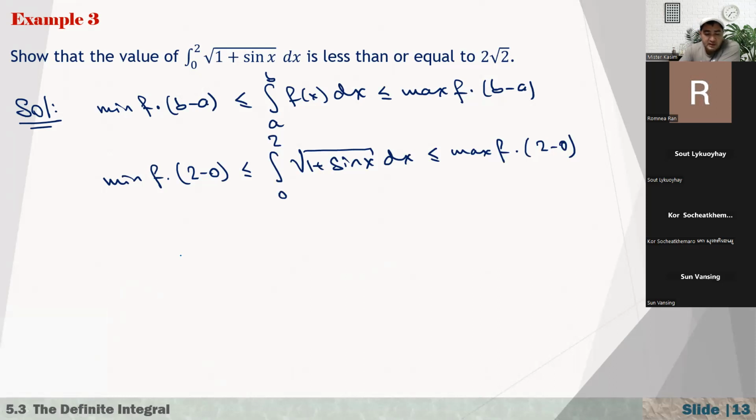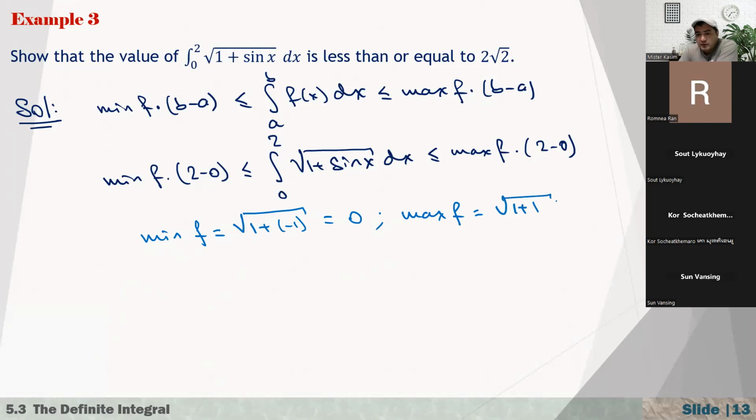Let me first evaluate this and substitute here. What is the minimum value of f? That is 1 plus the minimum value of sine of x, which is negative 1, so that's equal to 0. And how about the maximum value of f? The maximum value of sine of x is equal to 1, so that's equal to square root of 2.